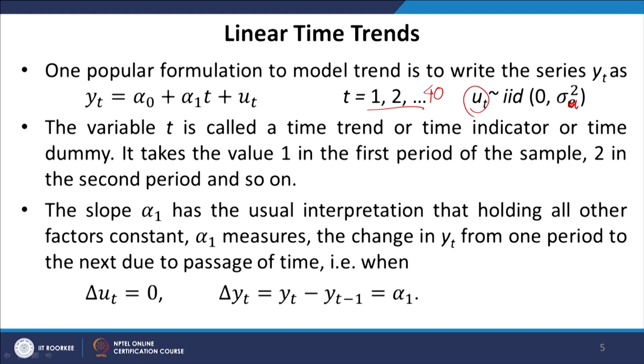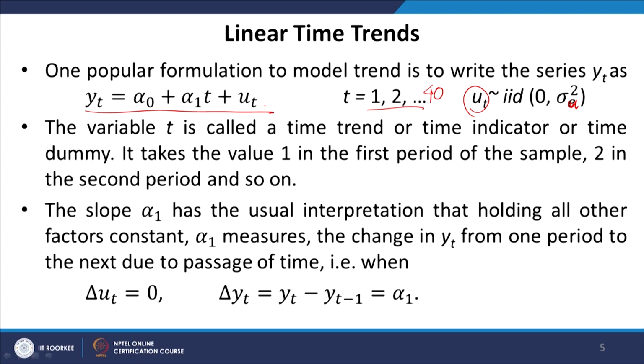The variable t is called a time trend or time indicator or time dummy. It takes the value 1 in the first period of the sample, 2 in the second period, and so on. The slope alpha 1 has the usual interpretation: holding all other factors constant, alpha 1 measures the change in y_t from one period to the next due to the passage of time. Now, in this expression we do not have any independent variable.